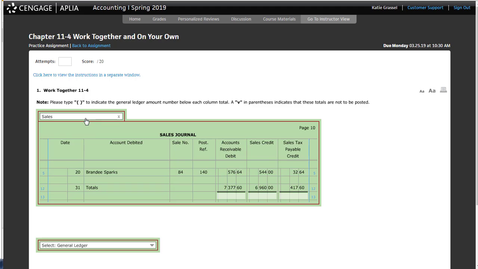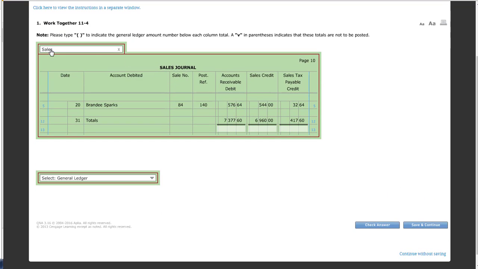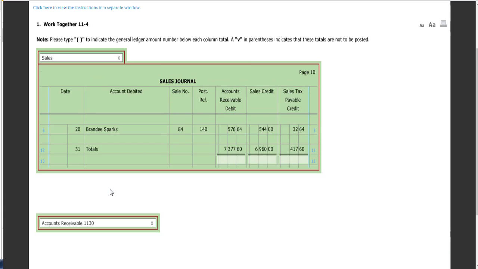So I want you to notice that they are not necessarily in the correct order that you have to open up for posting. So I'm going to go to my sales journal first, and then I'm going to start on the left-hand side and post to the right. So the first thing I'm going to find is my accounts receivable account.